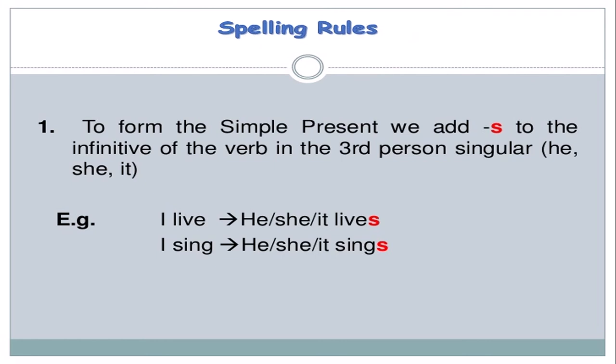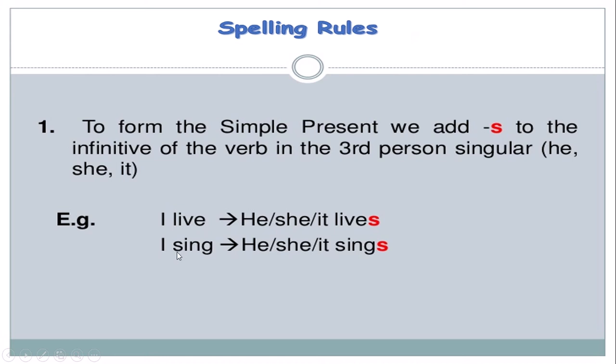How can I make the spelling rules? How can I form the verbs in the present simple? The first rule, I'm going to add S to the verb with the third person singular, which means he or she or it. I live. Look, I put the verb in the infinitive. But when I put this verb with he or she or it, I'm going to add S. For example, I sing or you sing or they sing.